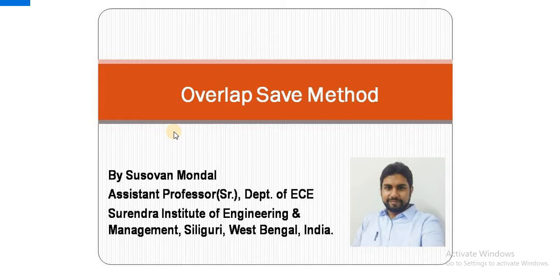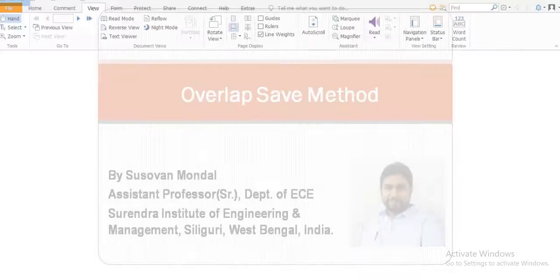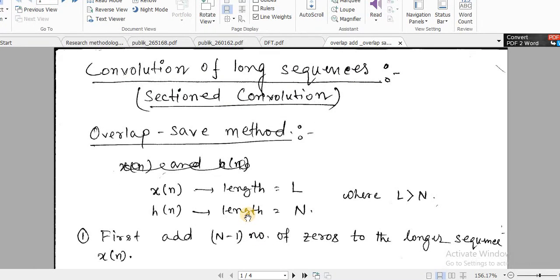Hello students, today I am going to discuss the overlap save method in section convolution. There are two methods to perform section convolution: one is overlap save and the other is overlap add. Today I will discuss the overlap save method. This is basically called long convolution of long duration sequences.